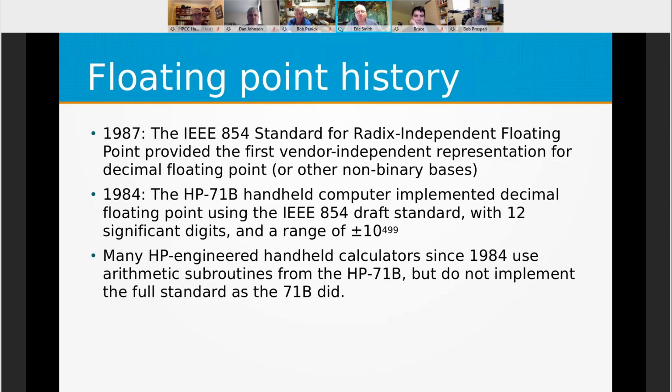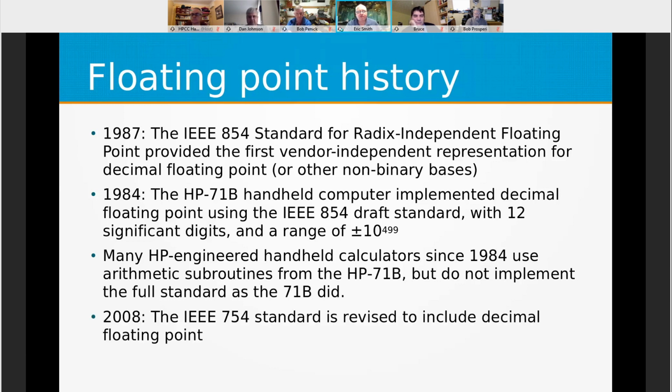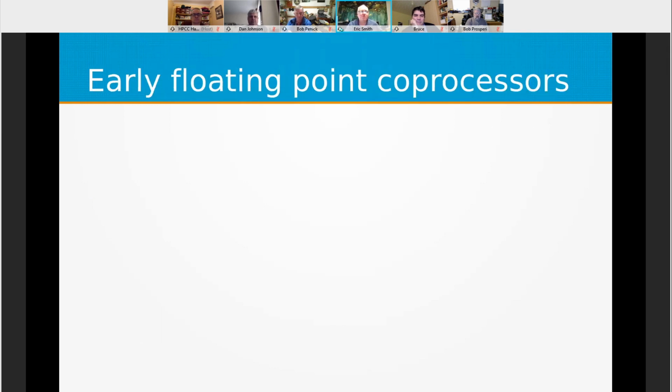Many other HP calculators have since used code from the 71B, although they tended to drop some of the features that were not needed because the calculators generally didn't need full IEEE 854 compliance. And more recently, in 2008, the 754 standard was revised to include decimal floating point. Depending on what sources you look at, there are claims that 754 includes all of 854. I'm not entirely sure that that's correct, but it does include decimal floating point.